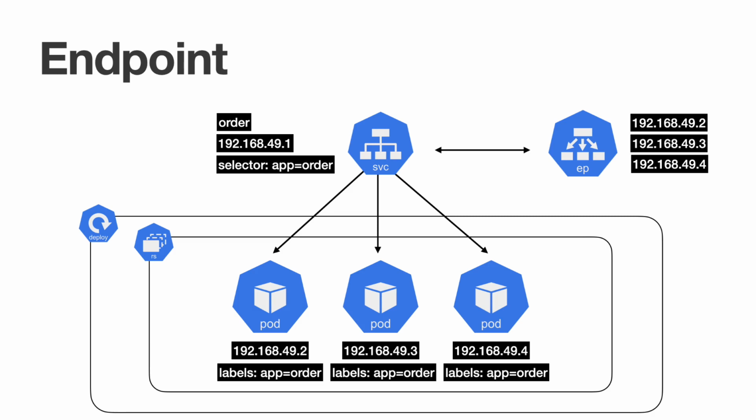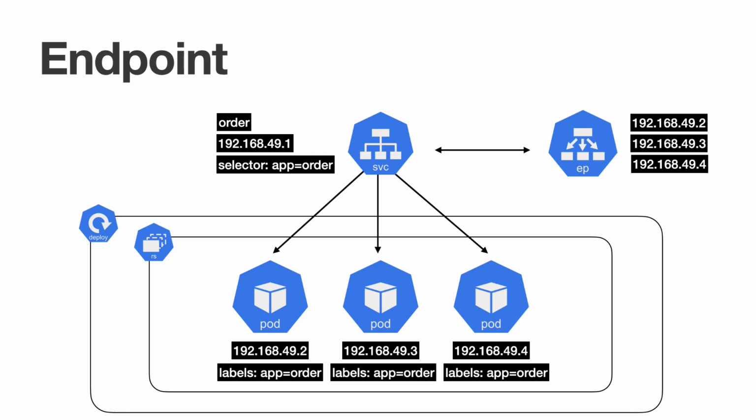So in this diagram, you can see that we have the service called order with its own cluster IP address, and then the selector app equals order, and then we have 3 pods. All of them have labels app equals order, and then the endpoint on the right hand side contains a list of all IP addresses which match the selector.